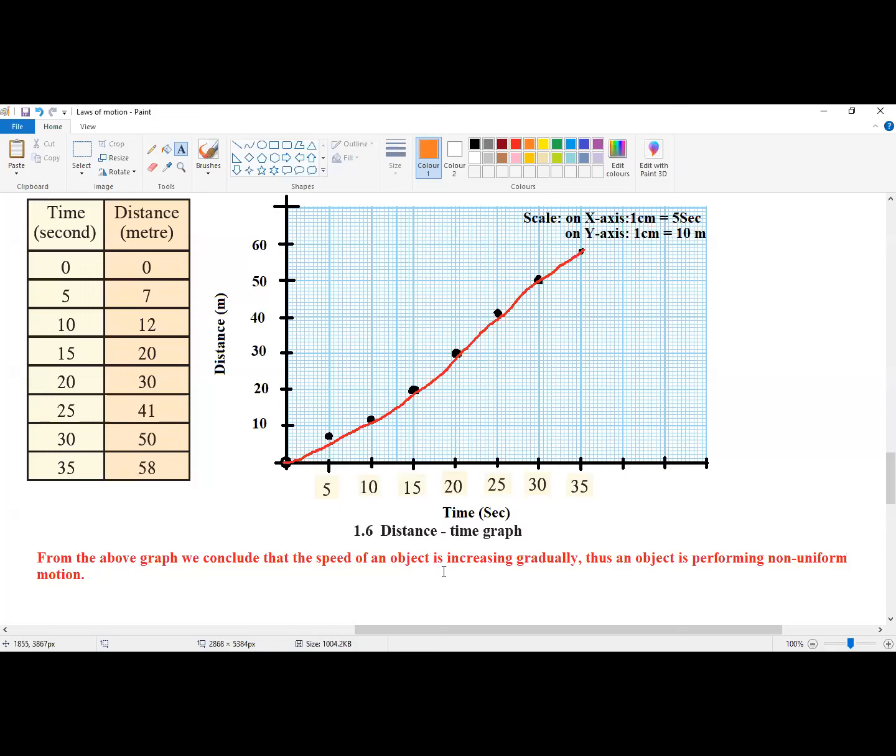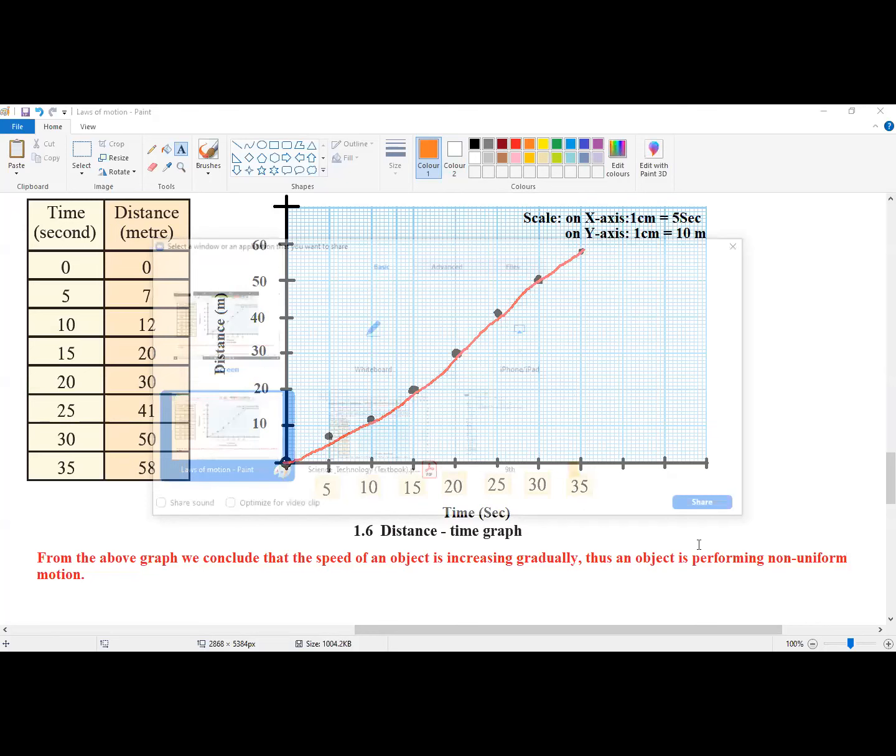What is the definition of non-uniform motion? When an object covers unequal distances in equal intervals of time, it is called non-uniform motion. The motion in which an object covers unequal distances in equal intervals of time. All right.